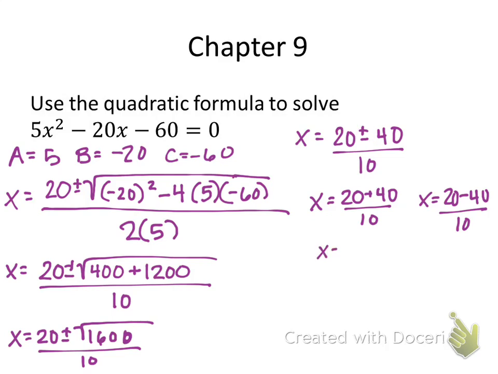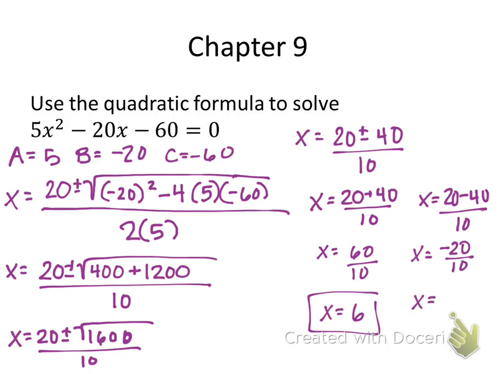Okay, so 20 plus 40 is 60 over 10. What's 60 over 10? 6, very good. All right, 20 minus 40, which is negative 20 over 10. What's negative 20 over 10? Negative 2. So you will get two answers for your quadratic formula problem. Okay?